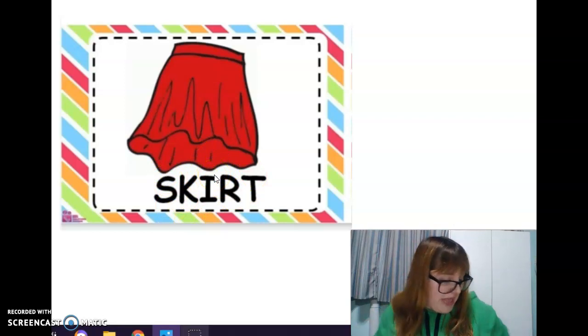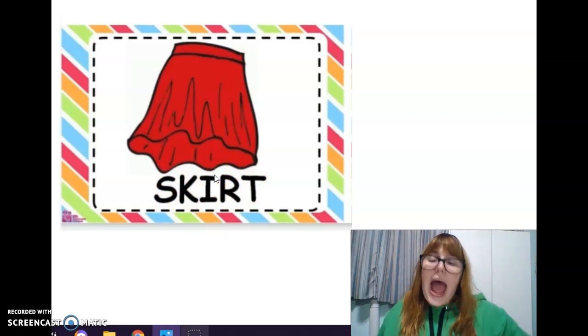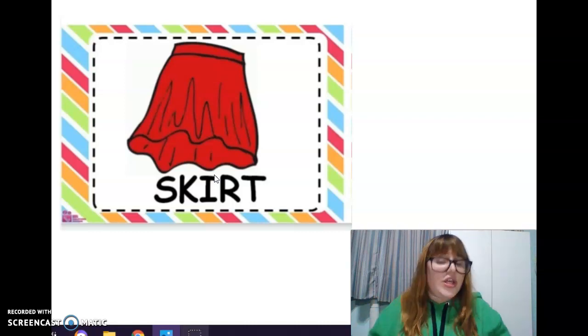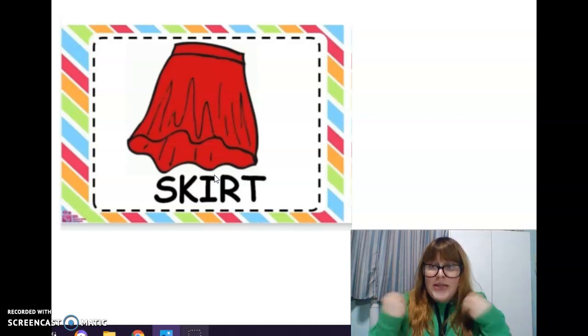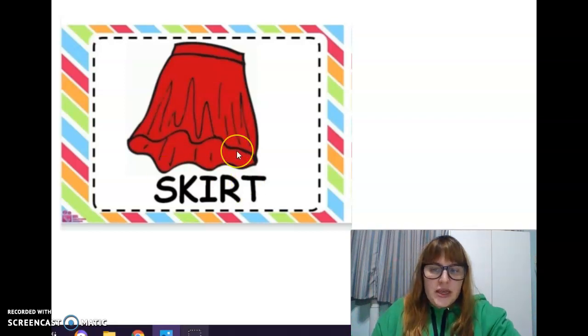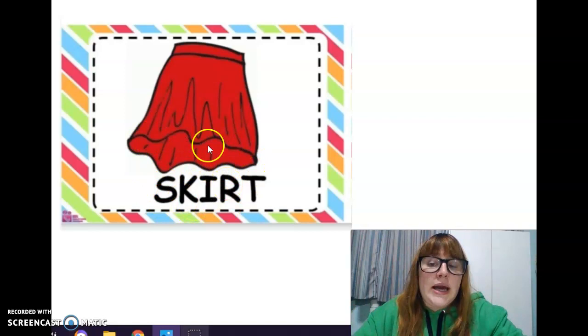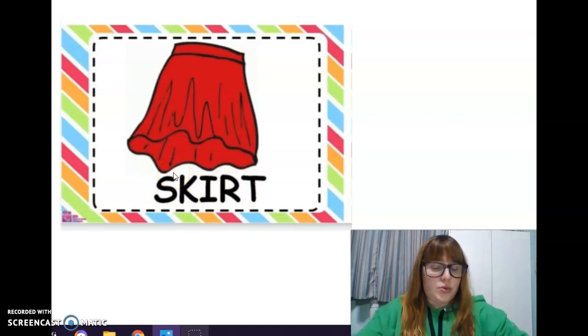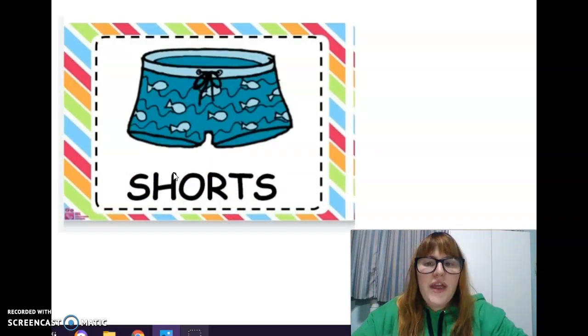Entonces we are going to say, I'm wearing a skirt. Very good. Siempre que dicen lo que están usando, tienen que decir I'm wearing. Yes, which is the structure, que es la estructura. Yes? Entonces, very good. But now we can't wear skirts. ¿Sí? No podemos usar skirts because it's cold outside. ¿Sí? Hace frío. Very good.